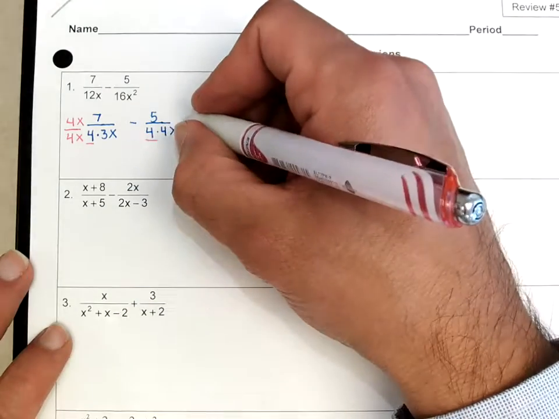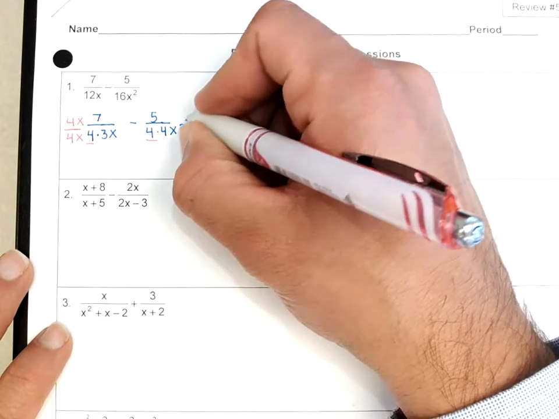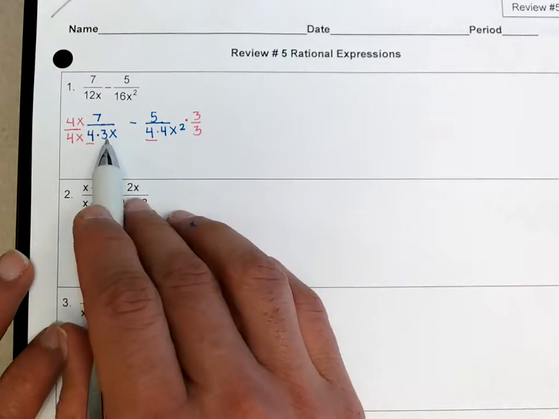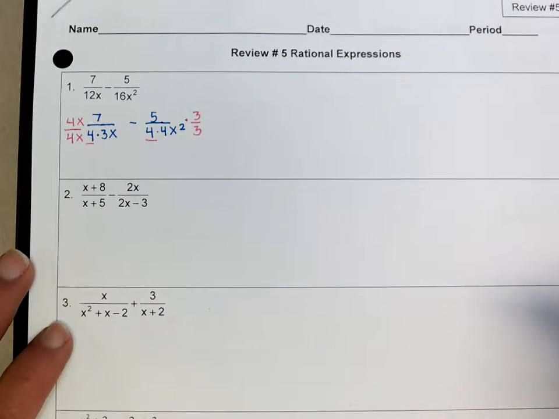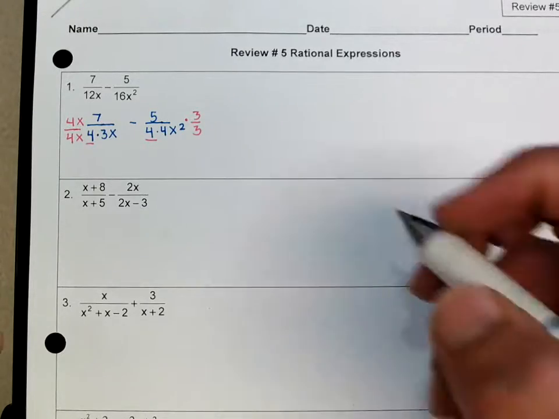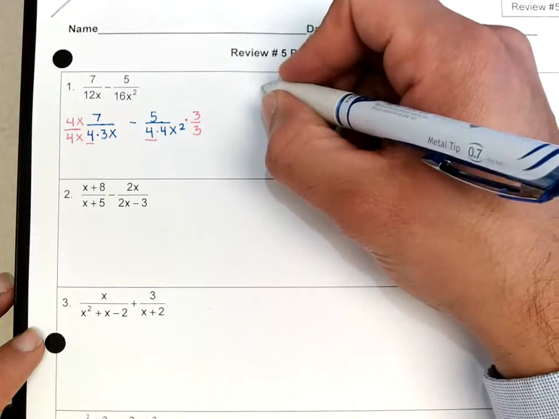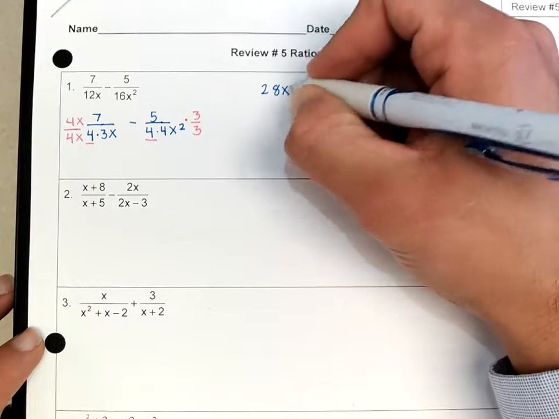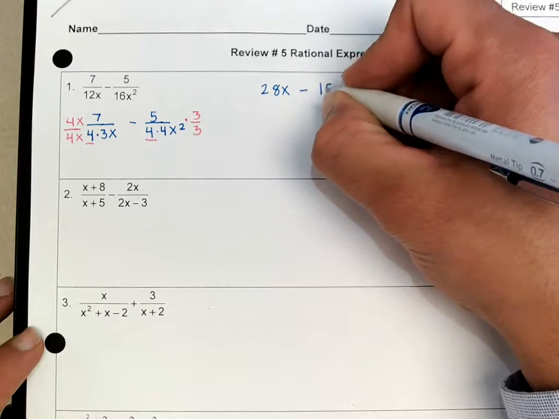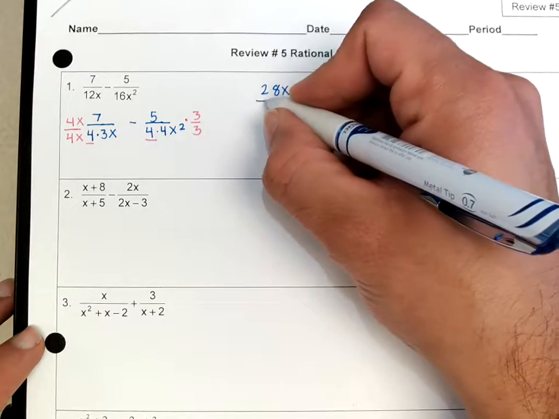And on the right side, I'm going to multiply this times 3 on top and bottom. Again, notice that I had a 3 here and I don't have a 3 here, so now I'll have the same thing. Now normally what I tell you is to go ahead and do the top, right? So we have 28x minus 15, and that's going to be over the common denominator.